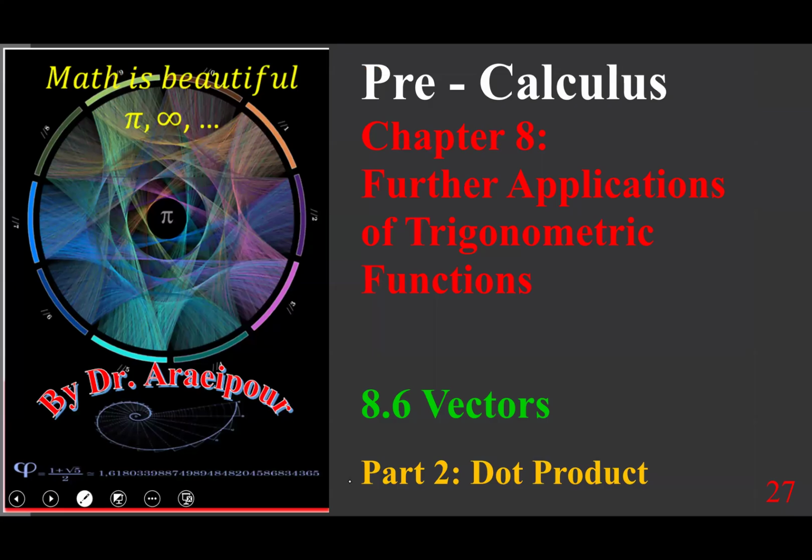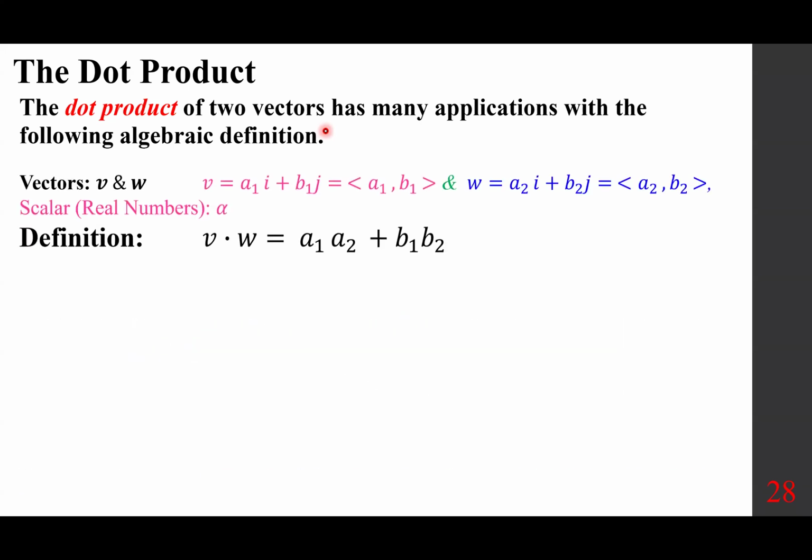We're going to spend some time on the second part, the dot product. The dot product of two vectors has many applications with the following algebraic definition. Vectors v and w: v has components a1 i and b1 j, or a1, b1, and w has different components a2 i and b2 j, and alpha is a scalar.